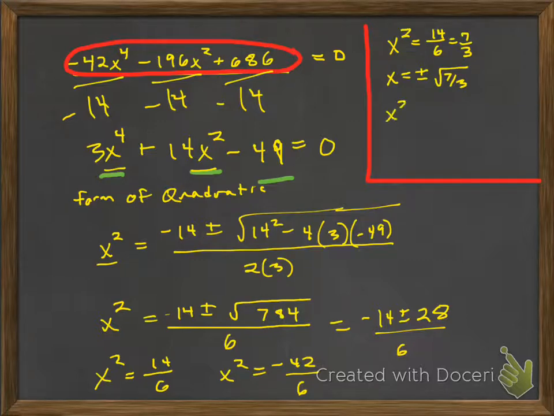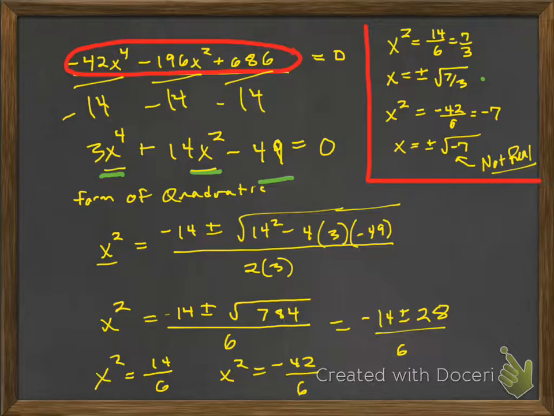Then down below, I use the other solution, which is negative 7, and square root both sides of that. The square root of a negative is not a real number, it's an imaginary number. And we're only interested in real outputs. We're not dealing with imaginaries. So we're going to consider that as not a real number. We're going to ignore it, the square root of negative 7. So our solutions are plus or minus the square root of 7/3 that we got for x.